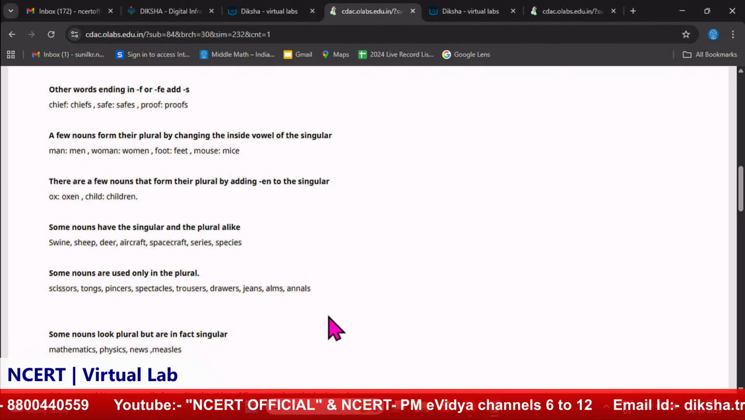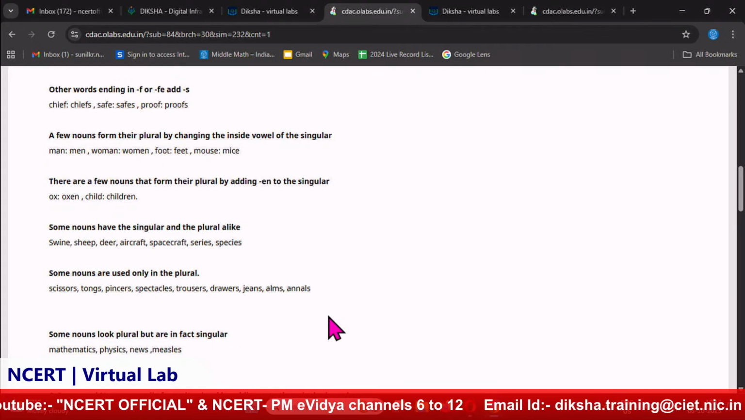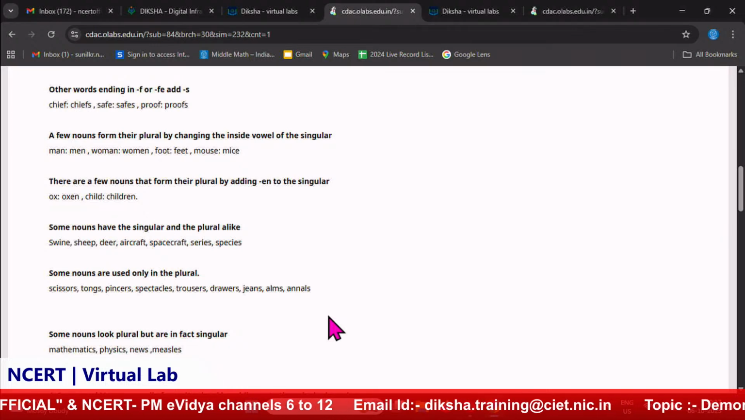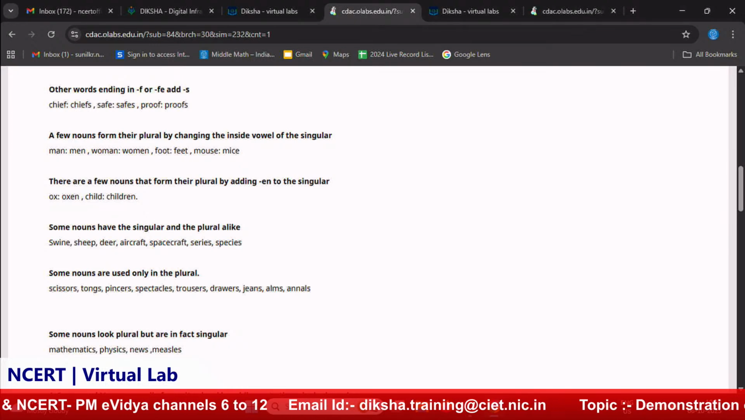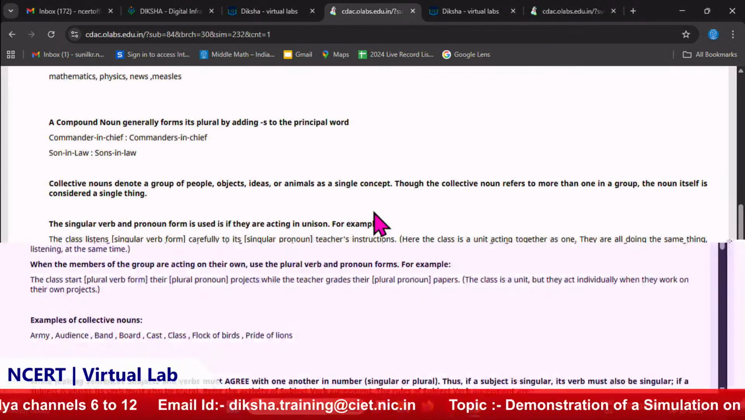Some nouns that look like plural but are actually singular: all the subject names, physics, economics, athletics, mathematics, and some diseases like measles, mumps, and so on. Right? Physics is a difficult subject. Yes. It's not physics are a difficult subject.